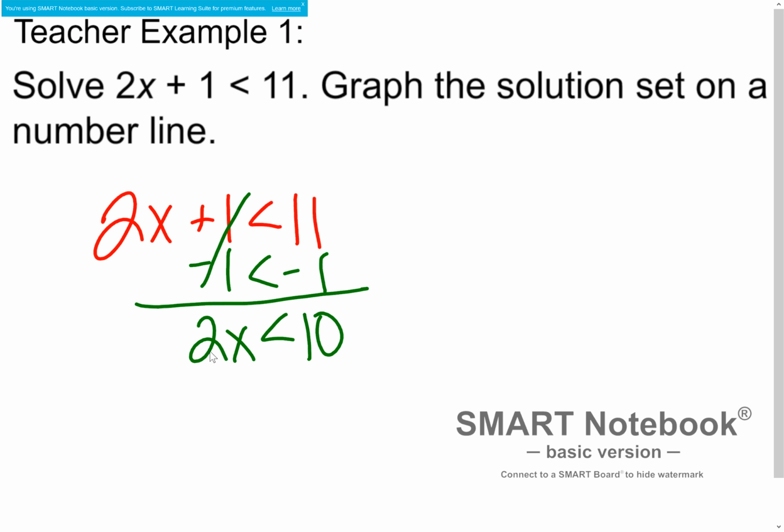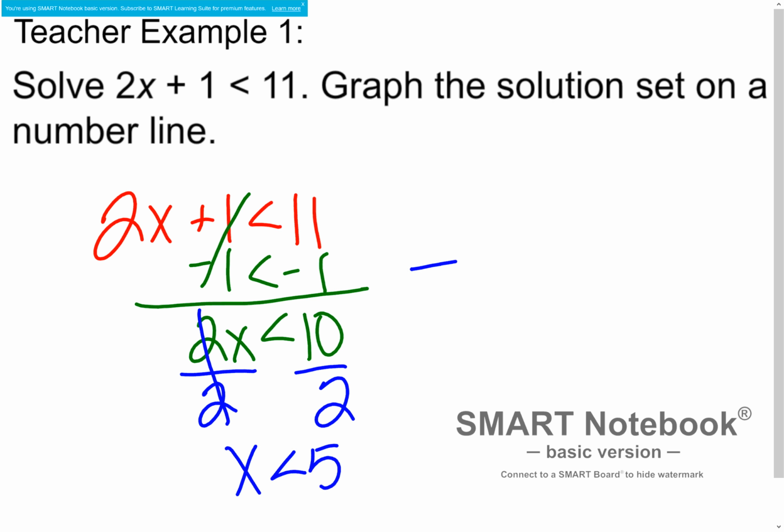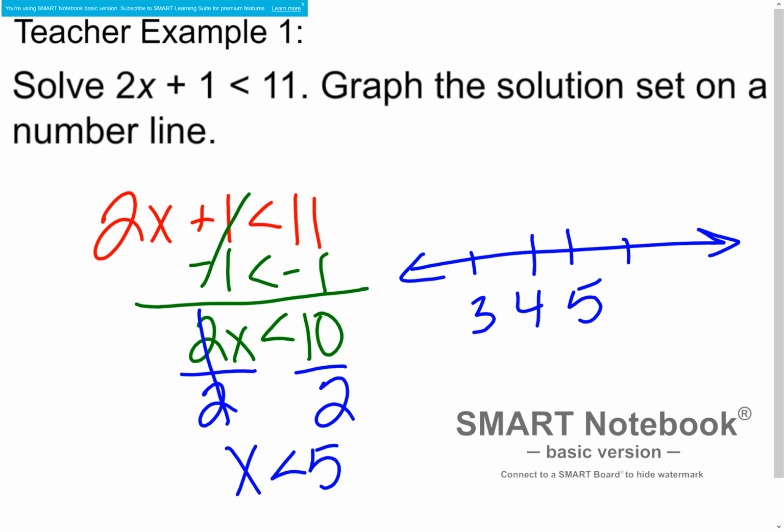So now I'm left with a one-step multiplication problem. So the opposite of multiply by 2 would be to divide by 2. So 2 divided by 2 makes 1, and so x is going to be less than 5. So if we were to graph this, 5 would be on our number line, a couple numbers before and after. And since it does not include that solution, we're going to have an open circle to the left.